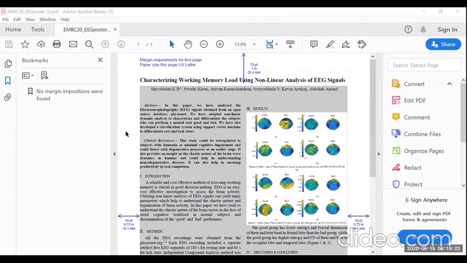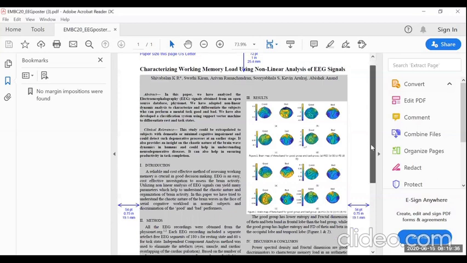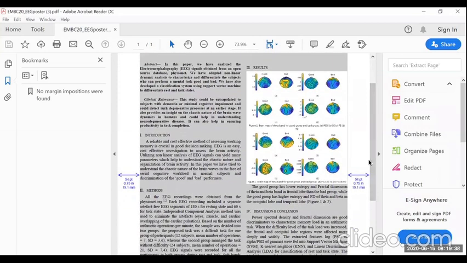The relevance is that the same could be extrapolated to subjects with dementia or minimal cognitive impairment, and we could detect such degenerative processes at an earlier stage. It also provides an insight into the chaotic nature of the brainwave dynamics in humans and could help in understanding neurodegenerative diseases. It can also help in ensuring productivity in task completion.